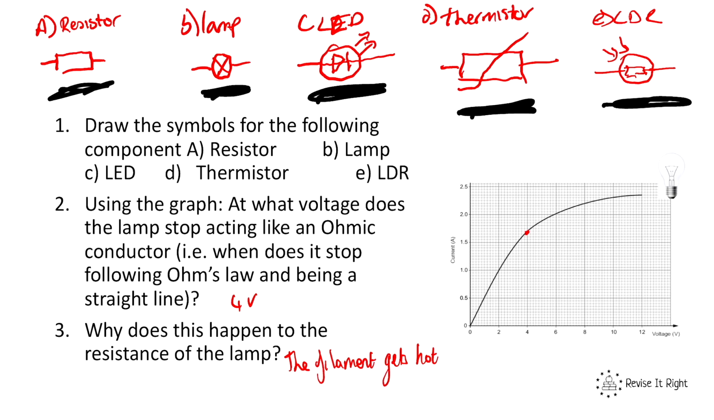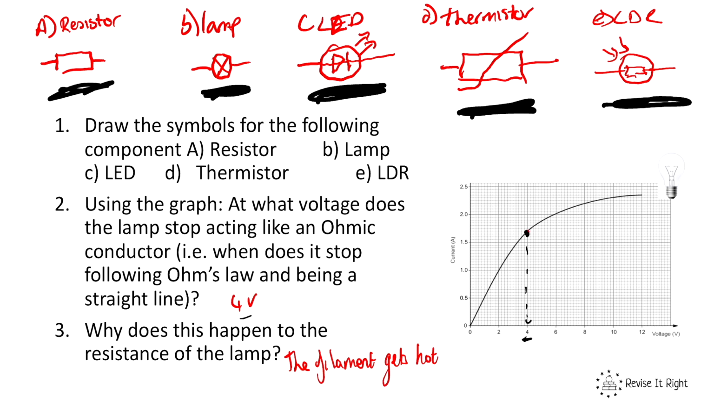So, using the graph, at what voltage does the lamp stop acting like an ohmic conductor? I.e., when does it stop following Ohm's law and being a straight line? Well, it starts to curve at around this point here, and if we go down to our voltage, it's 4. So it's 4 volts is the answer for that one.